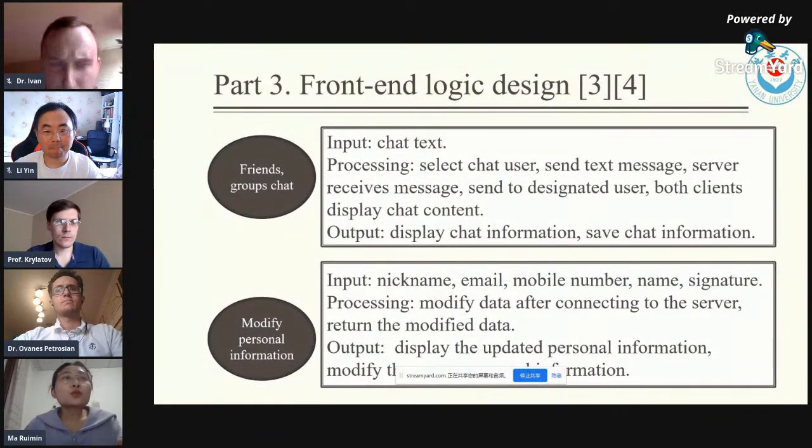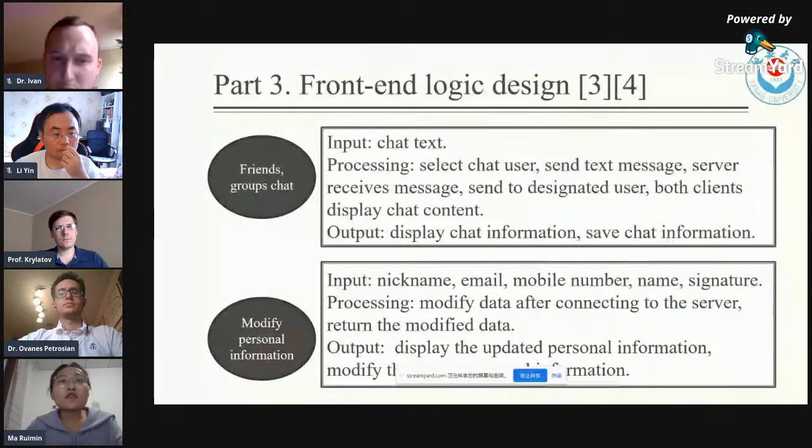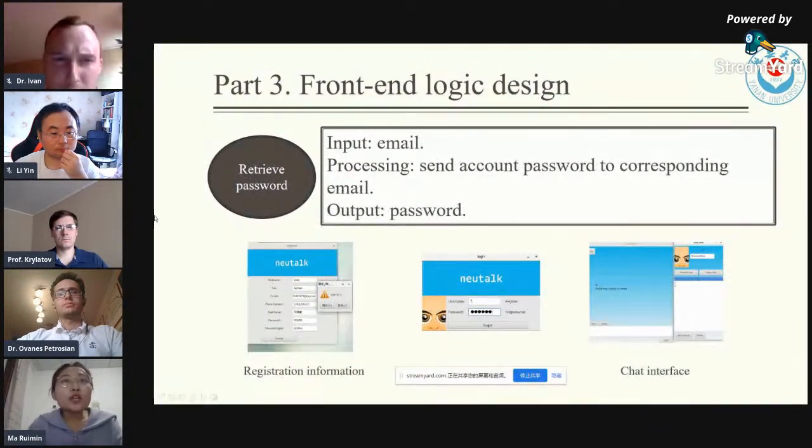In the friends and group chat stage, after the user sends a text message, the system receives the message and sends it to the specific user. There are 2 functions to modify local user client user information, respectively, in the modify personal information stage. The way to retrieve the password is that after the mailbox is verified, the server sends the account password to the corresponding mailbox.